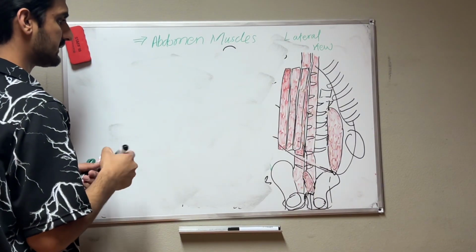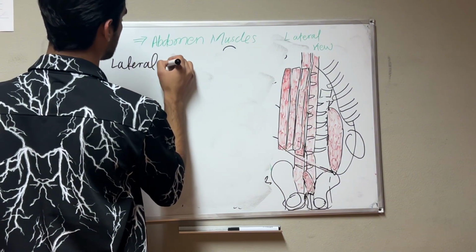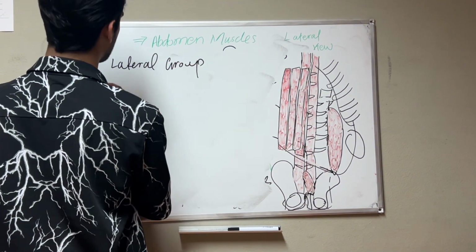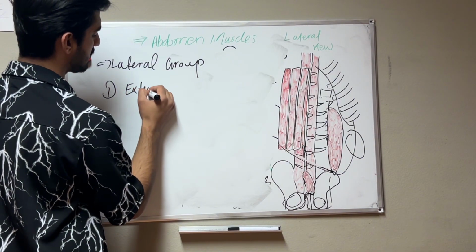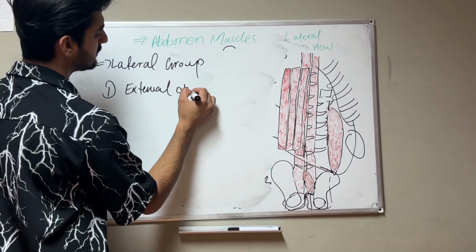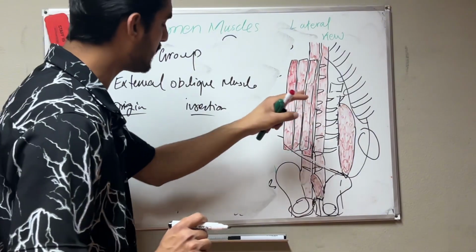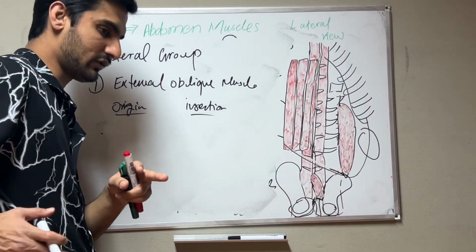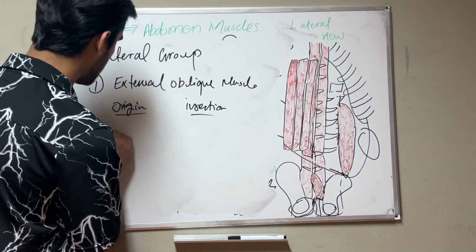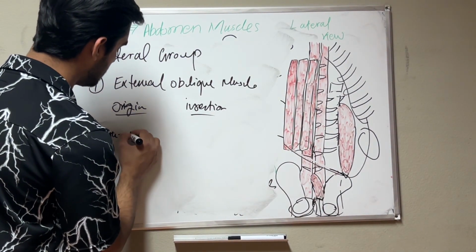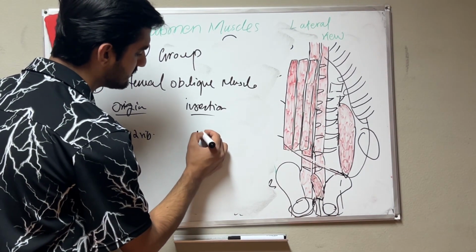First, let us discuss the lateral group of muscle. The first muscle is the external oblique muscle. The external oblique lies superficially in the lateral group. It originates from the 5th to the 12th rib, and it inserts into the iliac crest.